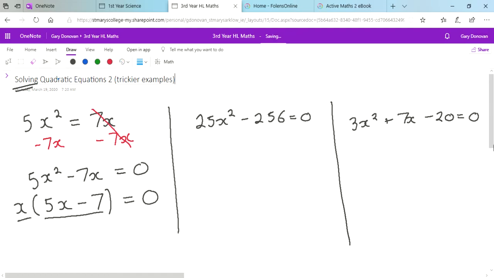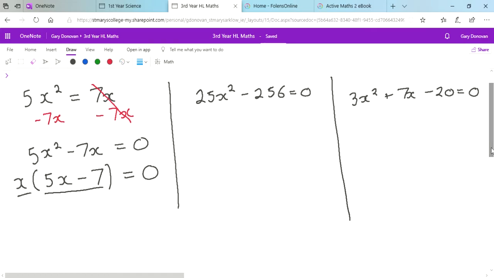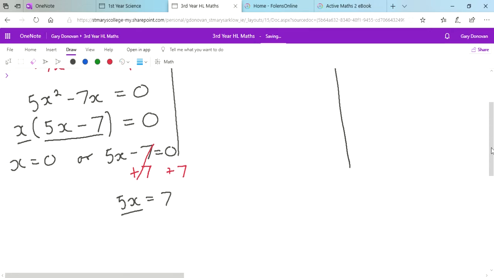So that means that one of those numbers at least must equal 0. So we have two possible solutions here. We could say x equals 0, or 5x minus 7 equals 0. If 5x minus 7 equals 0, what's the value of x? So we add 7 to both sides. Now we're left with 5x equals 7. Divide both sides by 5. The 5s cancel. So x equals 7 over 5.